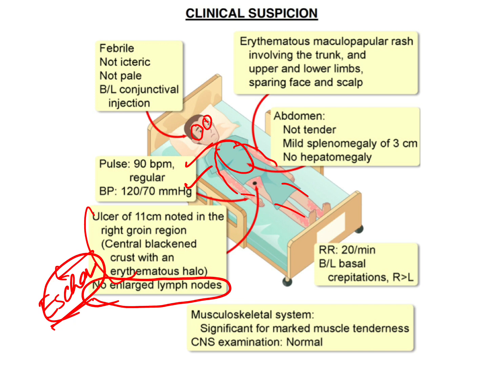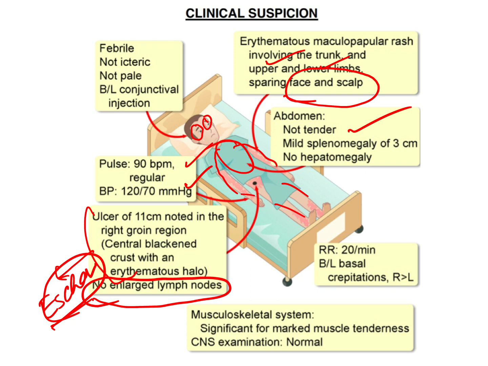These erythematous maculopapular rashes, as we know, initially involve the trunk, later they involve the upper and lower limbs, but they usually spare the face and scalp. The abdomen will have mild splenomegaly of less than 3 centimeters. A patient may have mild hepatomegaly also, but usually the abdomen is non-tender.